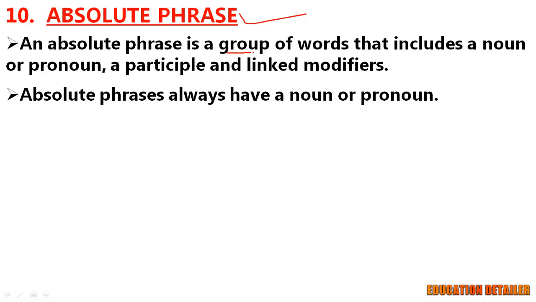An absolute phrase is a group of words that includes a noun or pronoun, a participle, and linked modifiers. Absolute phrases always have a noun or pronoun. The most important thing about an absolute phrase is it modifies or gives more information about the whole sentence, not only about a noun or pronoun. Remember that. It modifies the whole sentence.